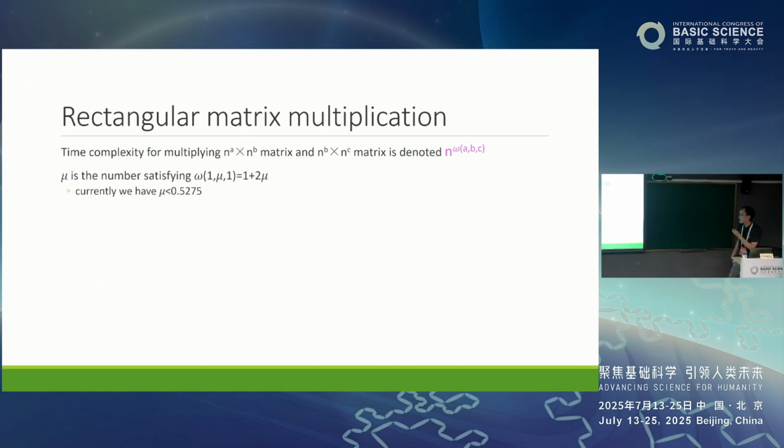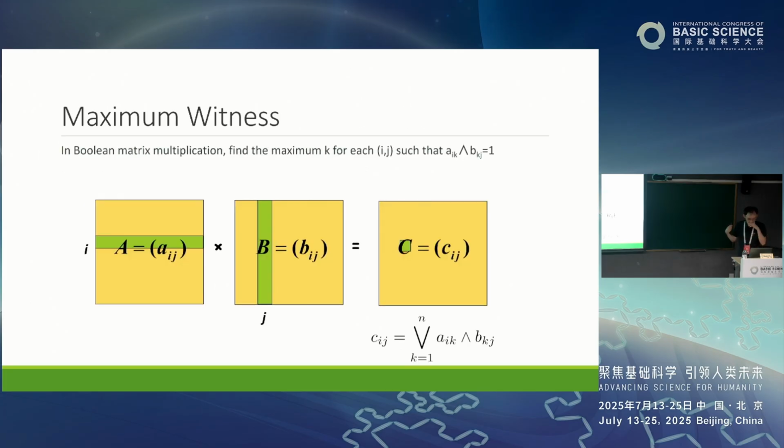Also, there are other parameters. For example, mu. Mu is the number satisfying omega(1, mu, 1) equal to 1 plus 2 mu. The current bound is like 0.5275. So there are many others. This is also useful in many algorithms.